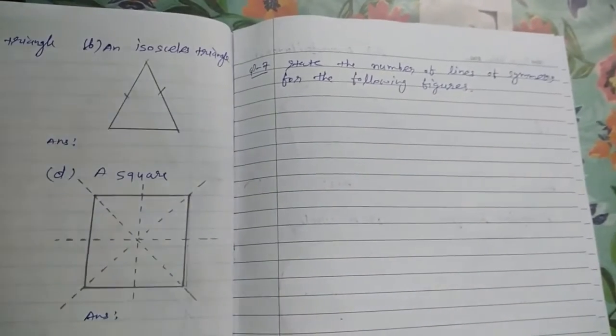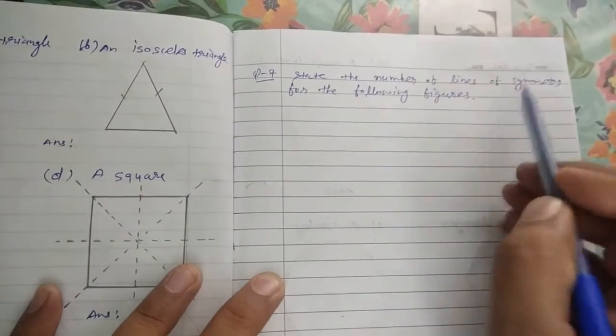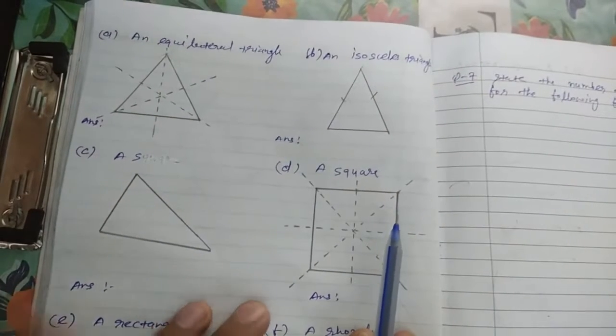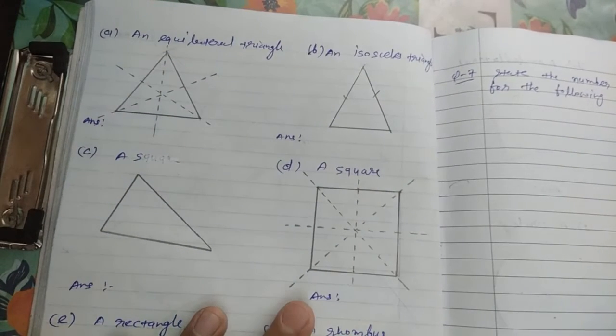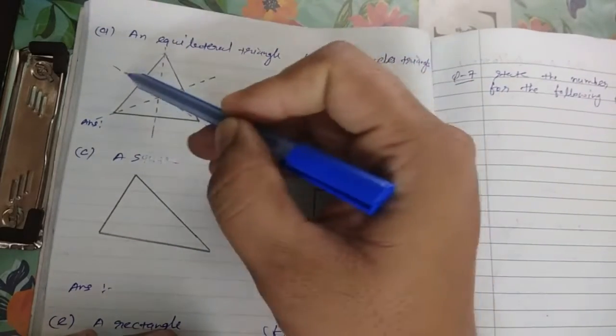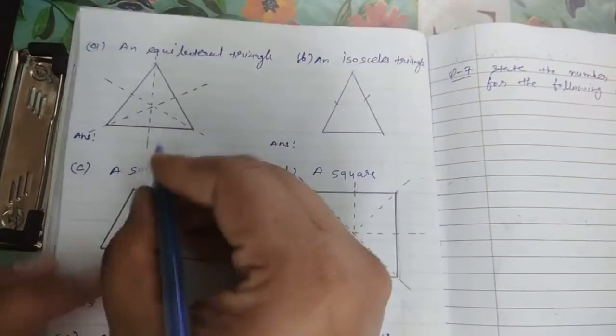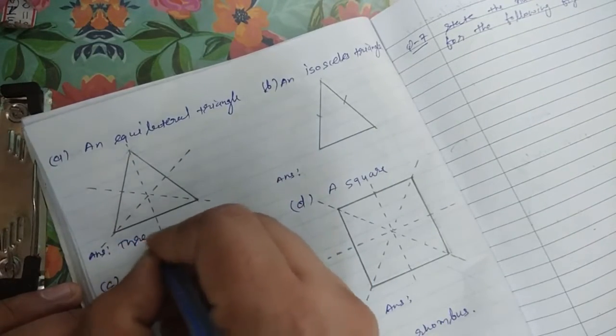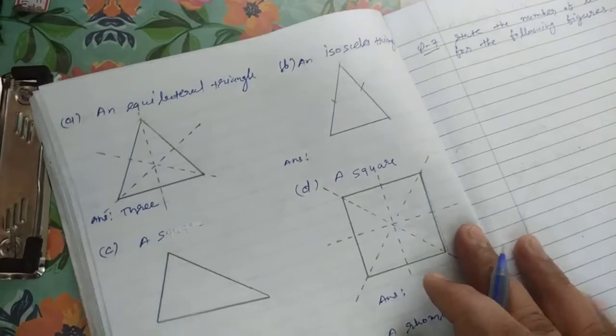Next question, question number 7. State the number of lines of symmetry for the following figures. Number A, an equilateral triangle. We have already discussed in the starting of the chapter that an equilateral triangle is a regular polygon having 3 equal sides and equal angles, and it has 3 lines of symmetry, 1, 2 and 3. So 3 is the answer.